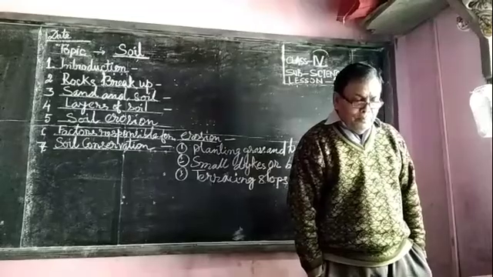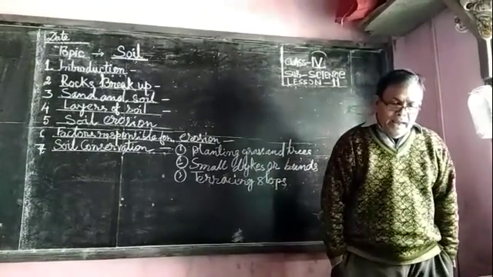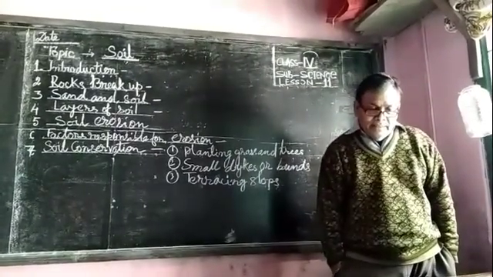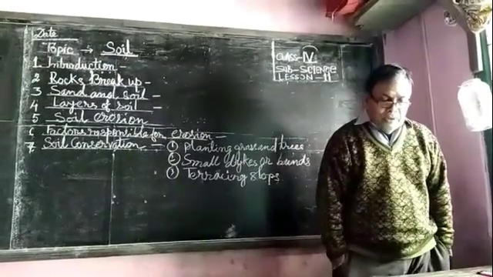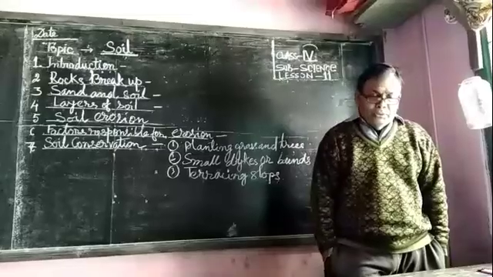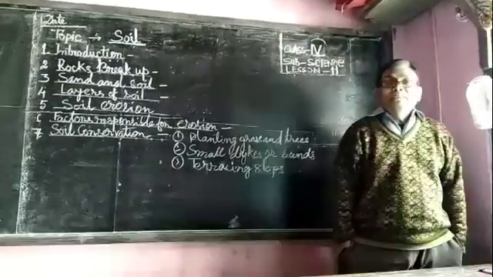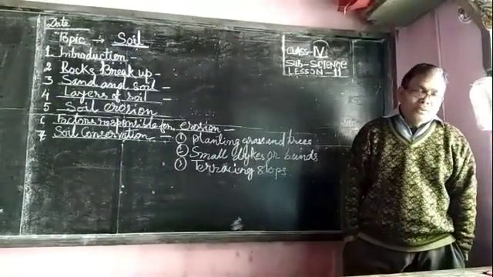Soil forms slowly and is destroyed easily, and it must be conserved so that it can continue to support life. See the picture of terrace farming.